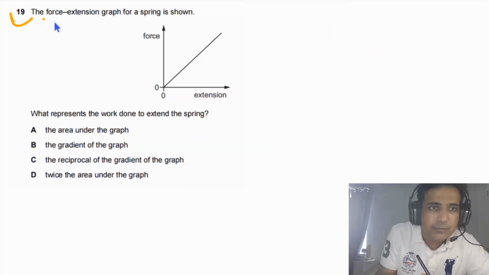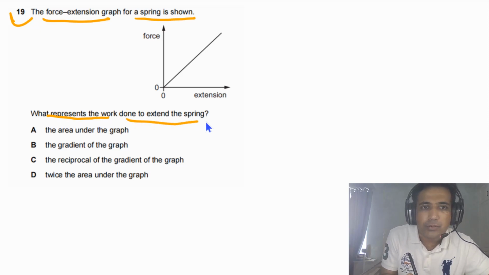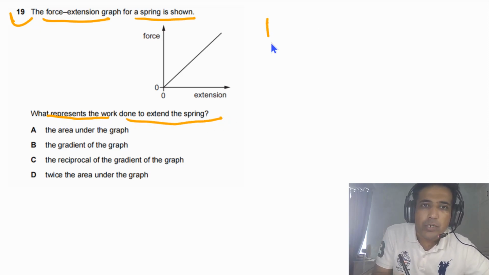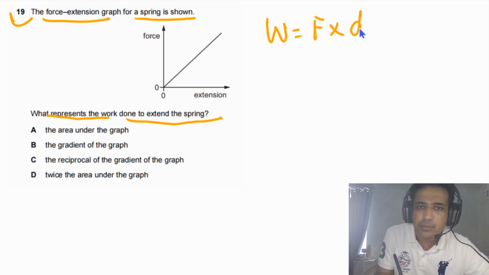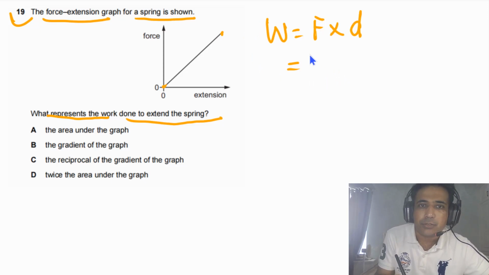Tricky questions are based on this technique. Question 19 says the force extension graph for a spring is shown in the figure. What represents the work done to extend the spring? Work done is equal to force times displacement in the direction of force. In this case, force is not constant. Force is changing with extension, so we have to consider average force times d.